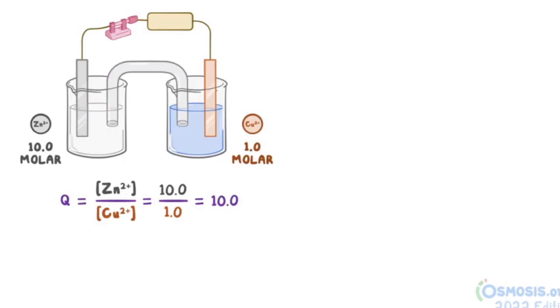We can plug this new Q into the Nernst equation to give us a new instantaneous voltage. We start with E0, which is positive 1.10 volts.